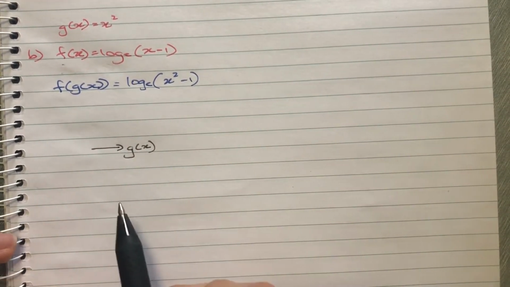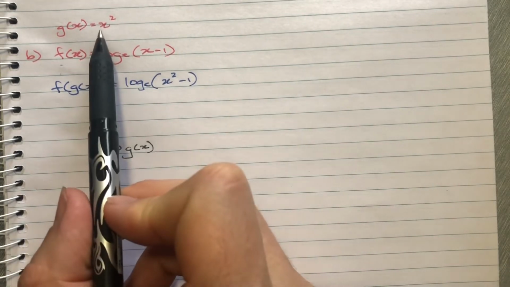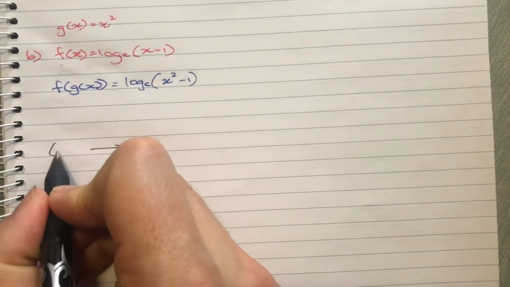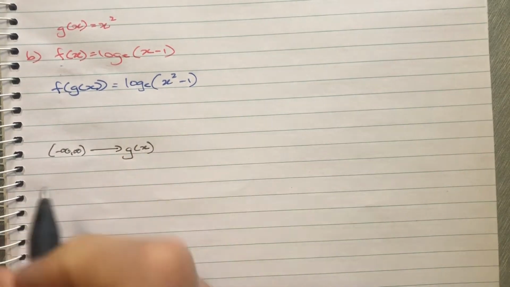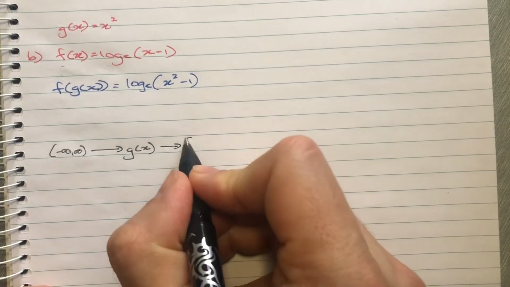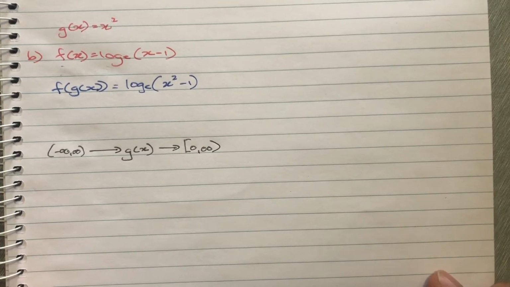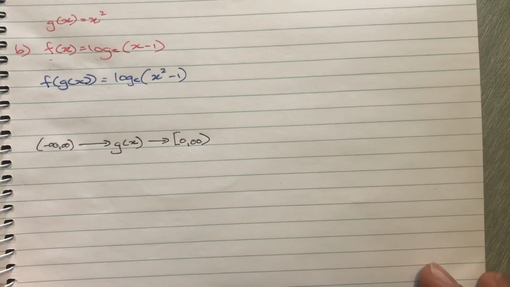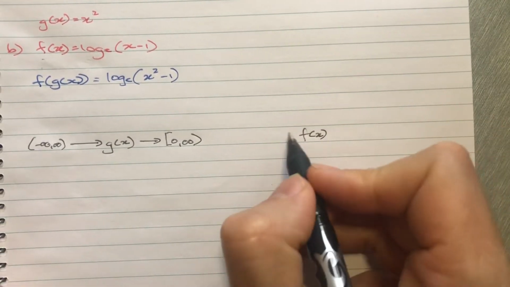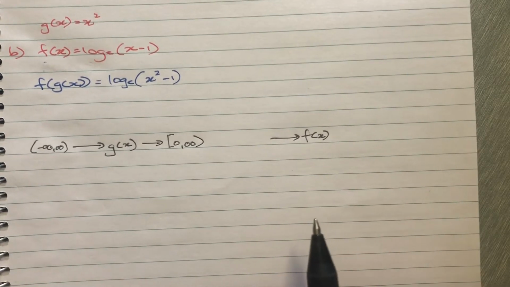Alright, we want to know the x values that can go into g of x. So the x values that go into g of x can be negative infinity to infinity. And the y values that come out of g of x, that's going to be from 0 to infinity. Now let's look at the outside, f of x. So what are the possible values that can go into f of x?